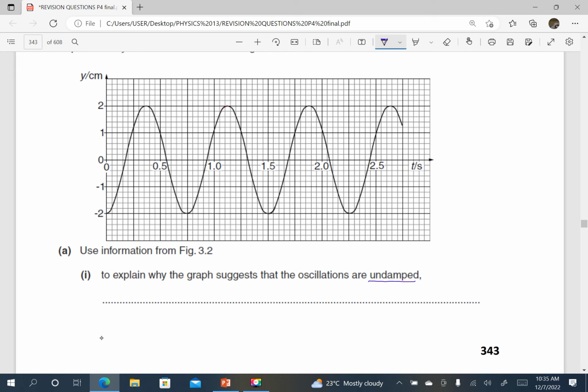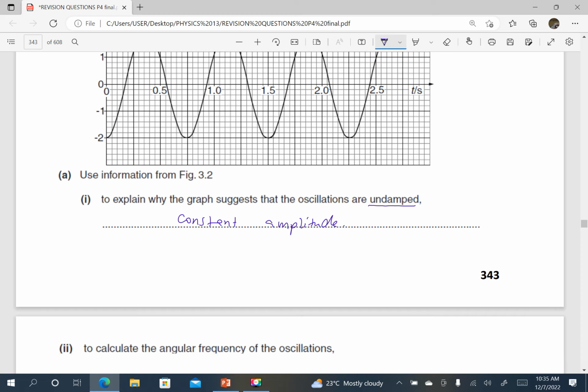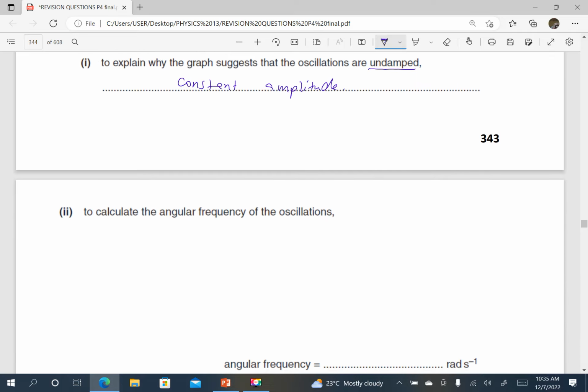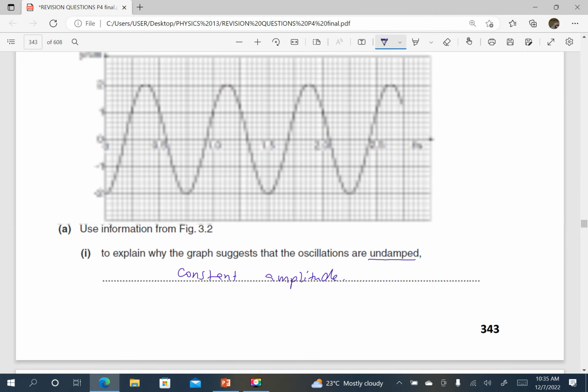You see that the amplitude is constant throughout the motion. So constant amplitude. If the amplitude is constant, then we cannot think about damping there. Then use the figure to calculate the angular frequency, that is omega. We now know that omega is equal to 2 pi divided by the period. So we check for the period here.